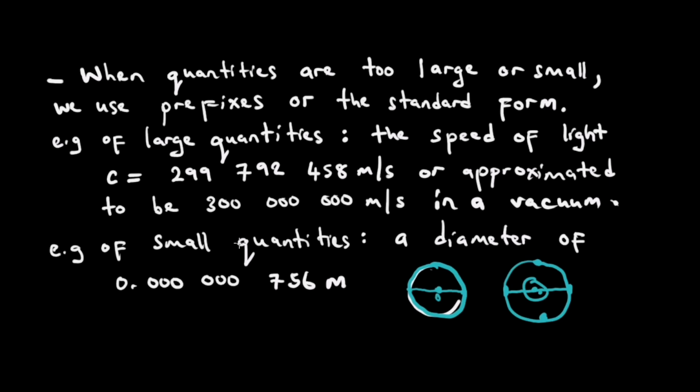And in most cases, when we talk about elementary particles, bacteria, fungi, things that are microscopic or minute that we cannot see with the naked eye because of how small they are, or the pores on our skin, these are examples of small things. So as scientists, as physicists, chemists, biologists, we work with numbers. Sometimes they are too large, sometimes they are too small. Therefore, we employ prefixes and also we use the standard form.